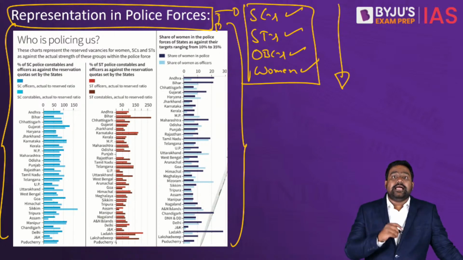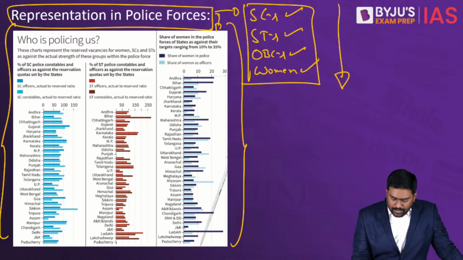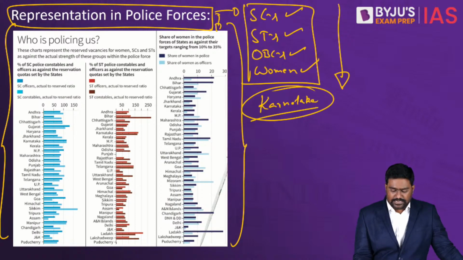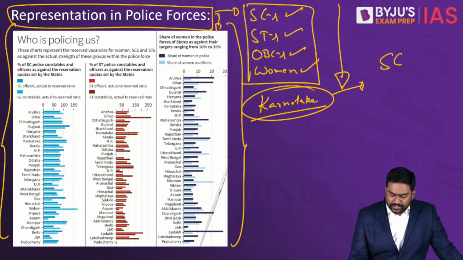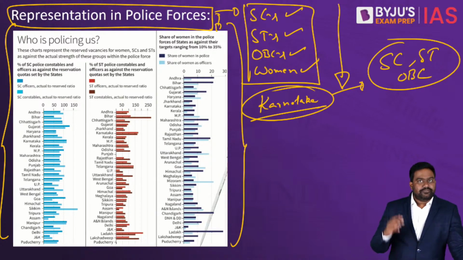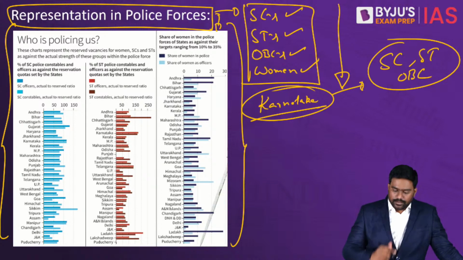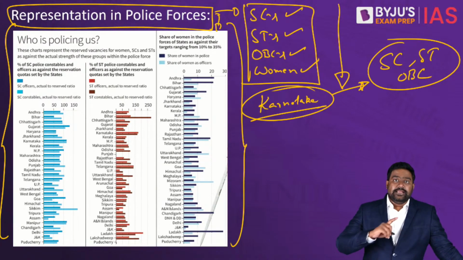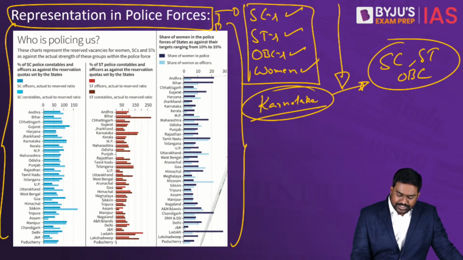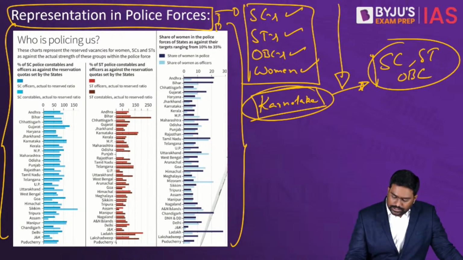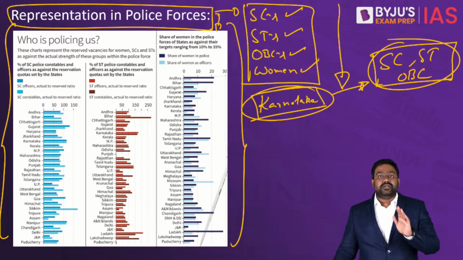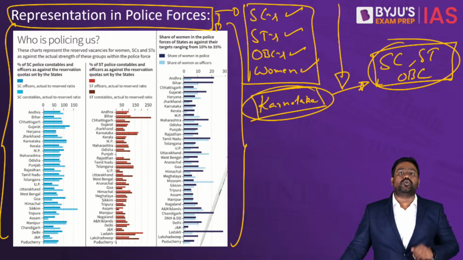Let me give you one stat you can remember. There is only one state in India, that is Karnataka, which has met the SC, ST, OBC quota in the police force. Every state has a certain quota, right? It's only Karnataka, in the entire country, only Karnataka police which has met the quota for SCs, STs and OBCs in the police force. No other state has met the quota requirement.